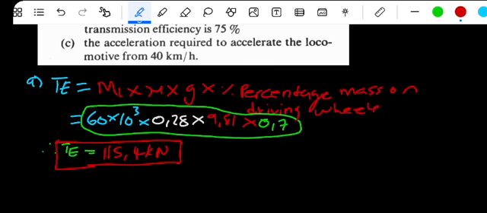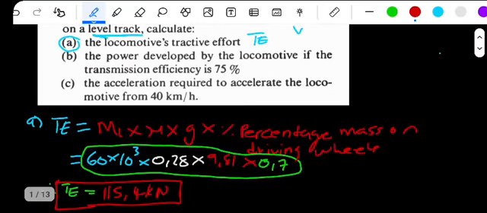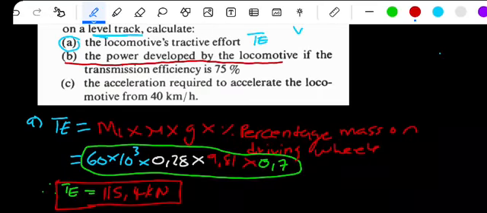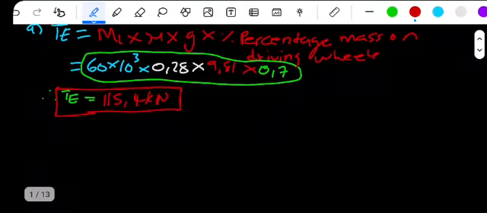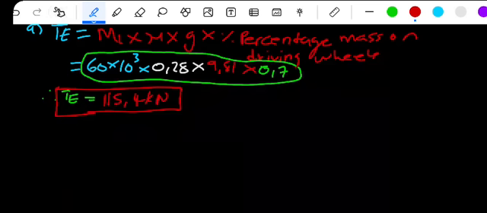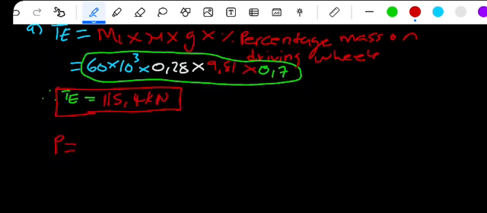All right, what about B now? Let's see what B says. It says determine the power developed by the locomotive if the transmission efficiency is 75%. All right, we want the power. We have been given a constant velocity. We know that power is equal to force multiplied by velocity.